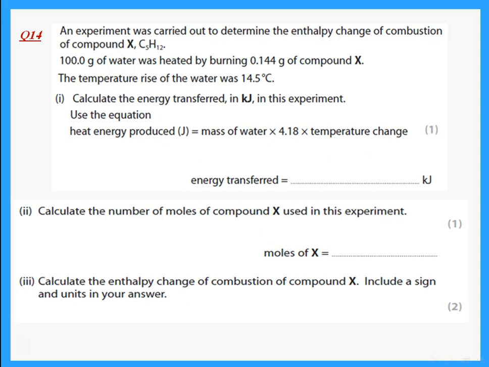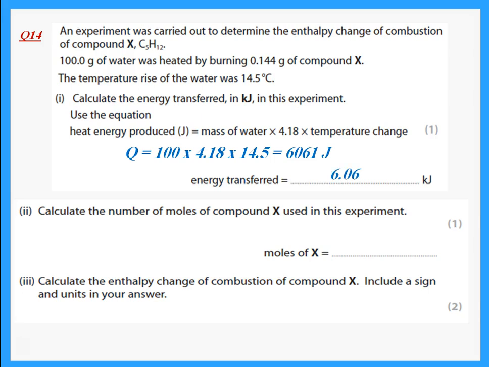Okay, an experiment was carried out to determine the enthalpy change of combustion of a compound. 100 grams of water was heated by burning 0.144 grams of compound X. Calculate the energy transferred in this experiment. So he wants Q. Okay, we know that Q is mc delta T. What is the mass of water? Well, he gives me 100 grams and he gives me a certain temperature change. He's saying the temperature rise of the water was 14.5. So this is the value for Q.